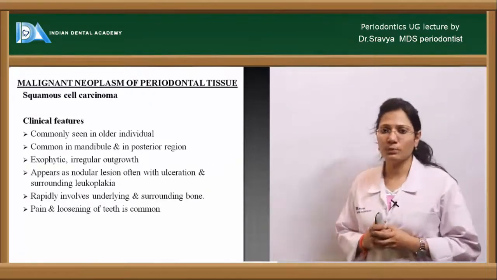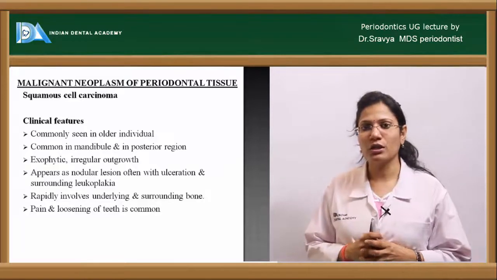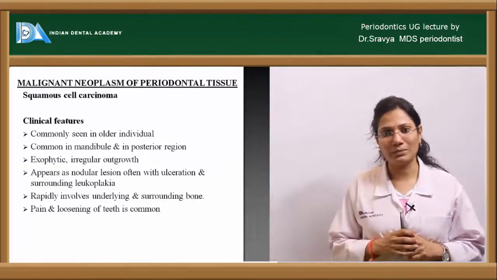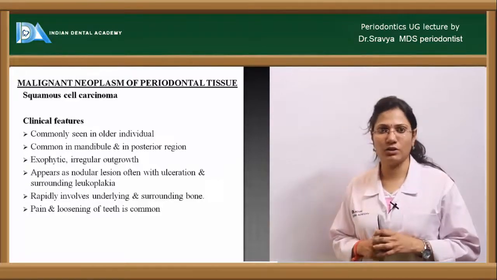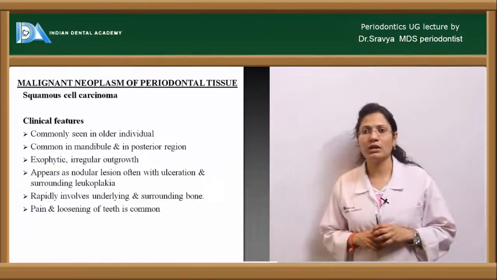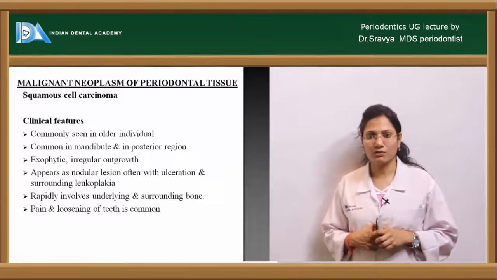Coming to the malignant neoplasms of your periodontal tissues, the most important being the squamous cell carcinoma. Carcinoma means it's always epithelial in origin, and a sarcoma means the lesion is from connective tissue origin.